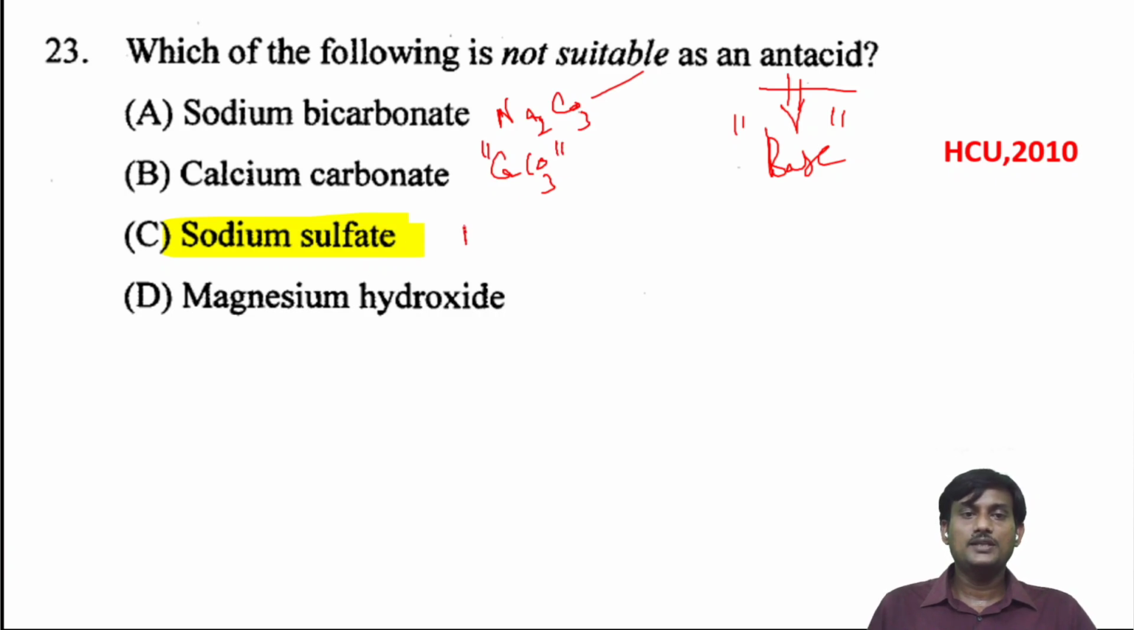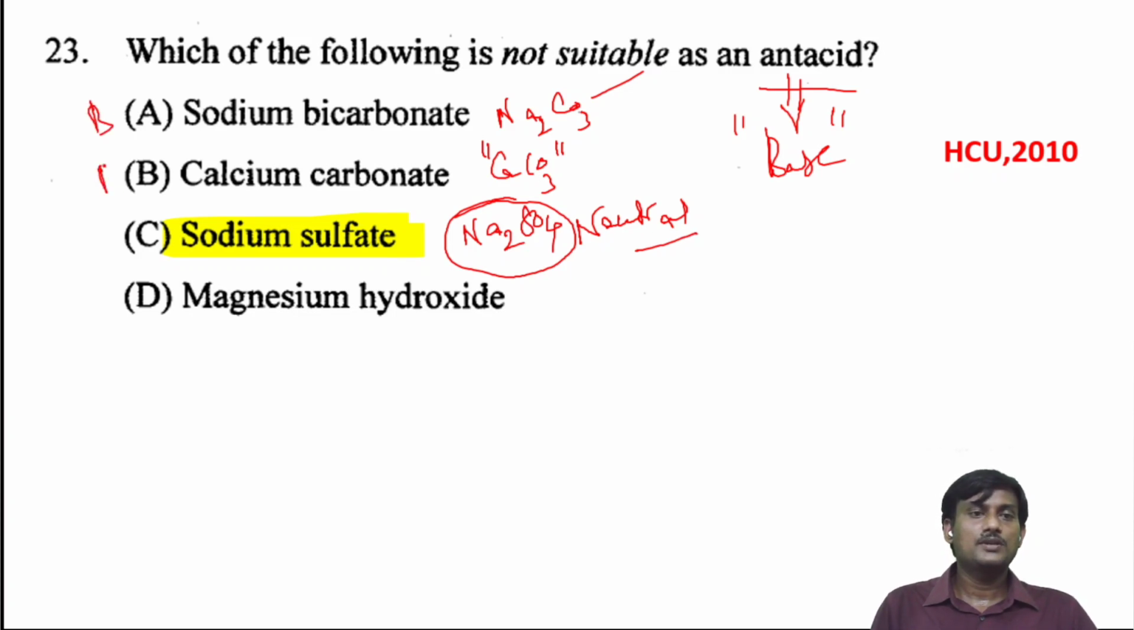Sodium sulfate, Na2SO4, is a salt of a strong acid and strong base. It's neutral, and cannot act as an antacid. Magnesium hydroxide is a base. So these three, A, B, and D, can be used as an antacid, but sodium sulfate cannot act as an antacid.